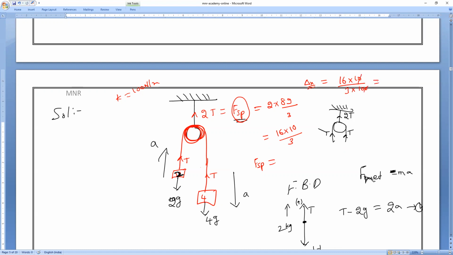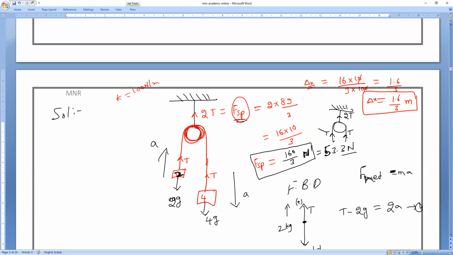So it cancels, which is equal to 1.6 divided by 3 meters. If you solve it, that is the elongation. Clear, everybody? If they ask you what is the spring force, then this is the answer. So 160 divided by 3 newtons, which is 53.3. 53.3 newtons. That is the spring force.